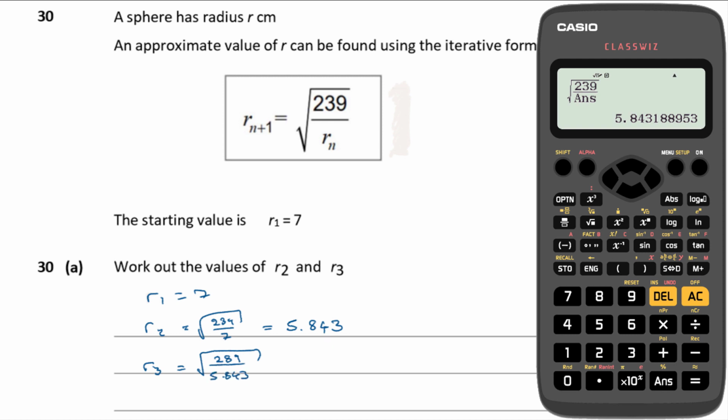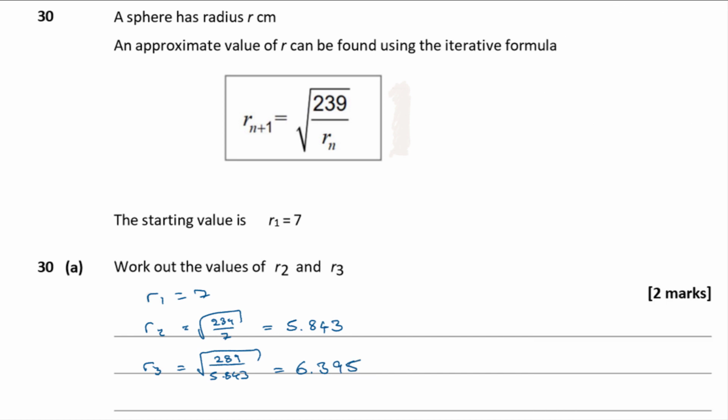5.843, but because of the way we set it up on the calculator, all I have to do is press the equal button again, and it's going to feed r_2 into the formula and give me r_3 straight away. So that's 6.395, and again we're just going to write down the first 4 significant figures for now. So that's 6.395. Okay, so we're done with that.